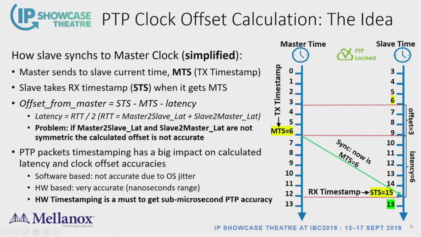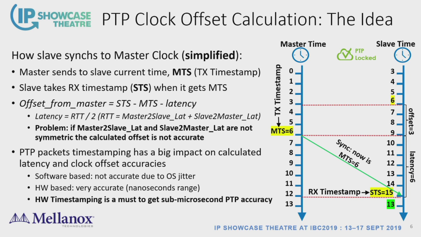How does the slave know the latency? This is a really interesting question. The slave calculates the RTT, which is round trip time, and divides it by 2. In this slide, I do not show all the messages that are needed to calculate RTT. Basically, we have delay request and delay response, but RTT is the master to slave plus slave to master latency, the round trip time. This works very well, assuming that the latency between master and slave and slave and master is the same. If master to slave latency equals slave to master latency, the calculated latency is accurate and the calculated offset is accurate. But if they are not symmetric and equal, the calculated latency is not accurate, and the calculated offset eventually is not accurate enough.